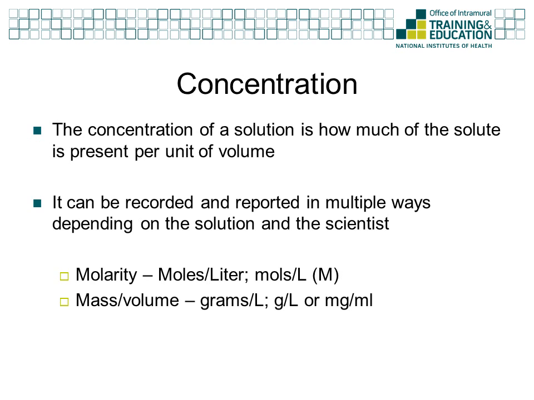Mass per unit volume is often used to report the concentration of proteins and other complex substances with molarities that are not easily determined. So the concentration of a complex solution of proteins often is reported as grams per liter.